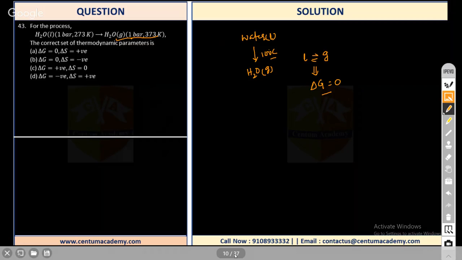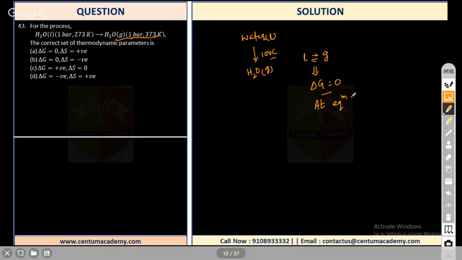For any other liquid, if its vapor and liquid are at equilibrium at 200 degrees Celsius, then at 200 degrees Celsius only delta G will be zero. It depends on what temperature we have. Otherwise, we cannot say. The point is delta G is always zero at equilibrium. That is what you have to keep in mind.